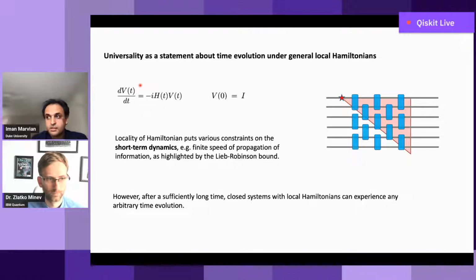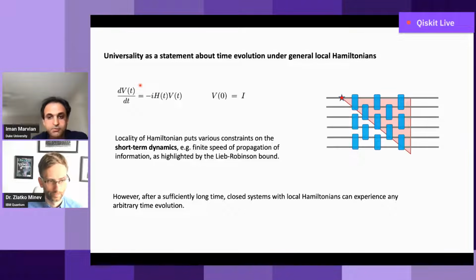But this universality of two-local gates means that if you give the system enough time, then in principle, any unitary transformation is realizable. And therefore, the locality of interaction doesn't restrict the long-term time evolution of the system. It restricts the short-term time evolution, but not the long-term time evolution.